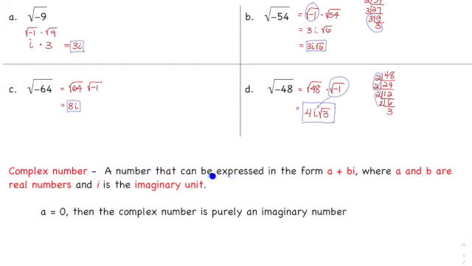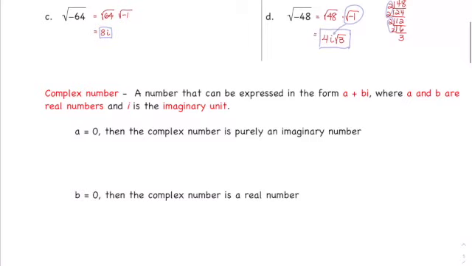A number that can be expressed as a plus bi. The problems previously will only do the bi part. Now we are doing a number plus bi, where a and b are real numbers and i is the imaginary unit. We have an expression with 2 terms, so that's a binomial.